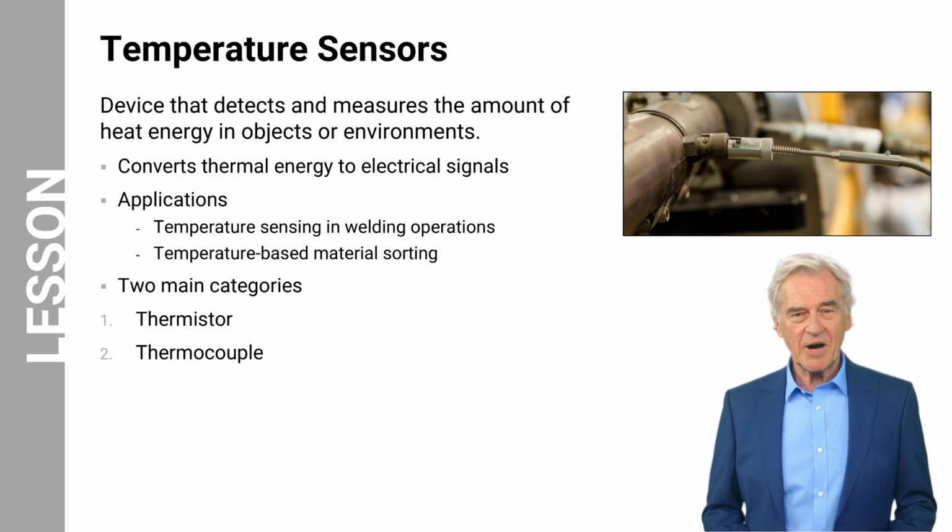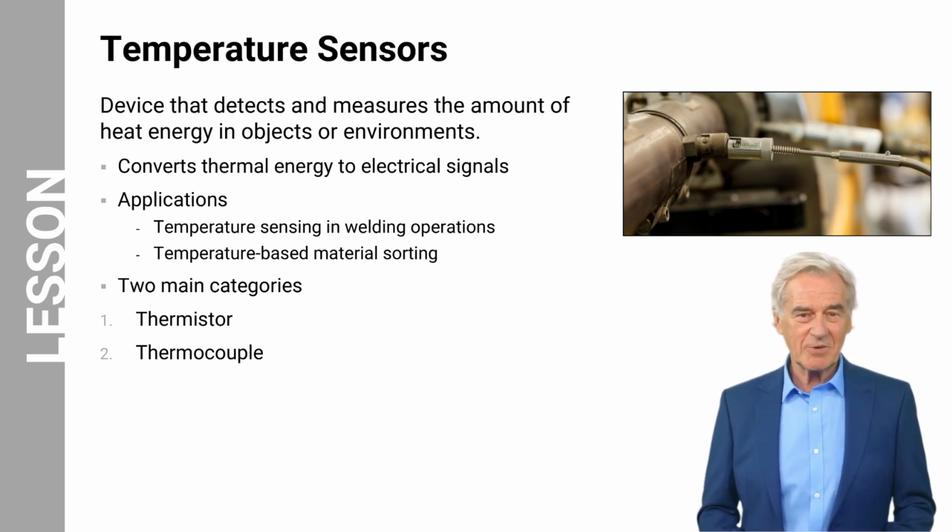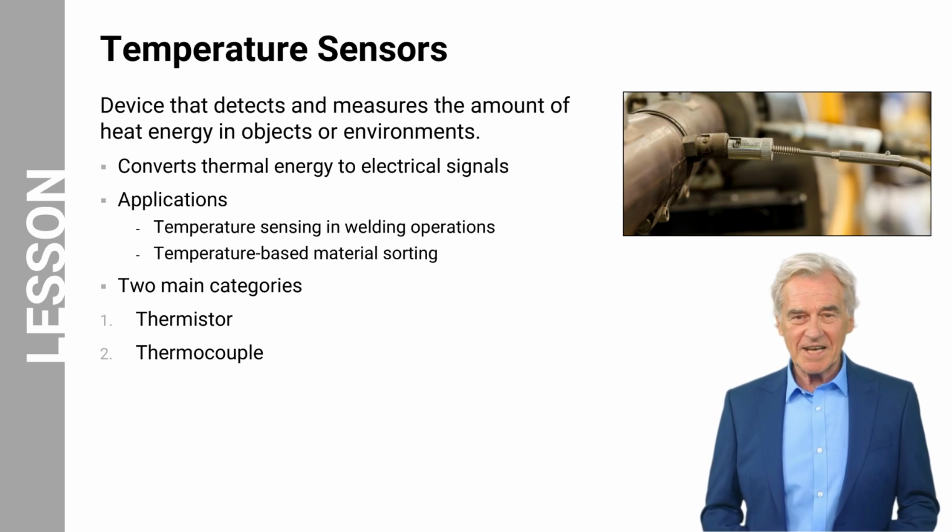They also enable automated sorting systems to handle materials based on their temperature characteristics, which is particularly useful in processes where thermal properties affect material handling requirements. For example, in foundries or metal processing facilities, robots equipped with temperature sensors can determine if materials have cooled sufficiently for safe handling or if they require additional cooling time before further processing. These sensors come in two main categories: thermistors and thermocouples, each offering different advantages for specific applications.